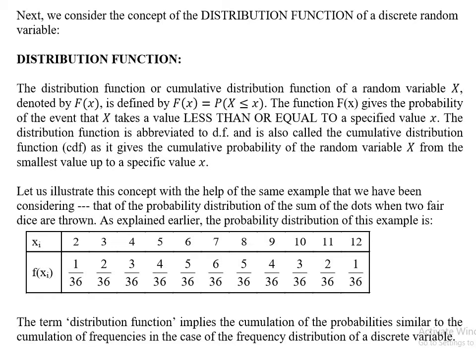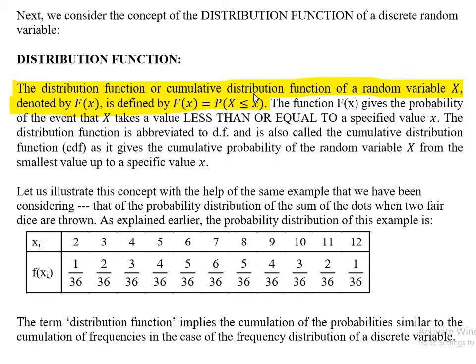So what is the distribution function? It comes from the probability distribution, of course. The distribution function or cumulative distribution function of a random variable X, denoted by F(x), is defined by the probability of X less than or equal to x. You see, the probability of X was capital X equal to small x. At some point, what is the probability?